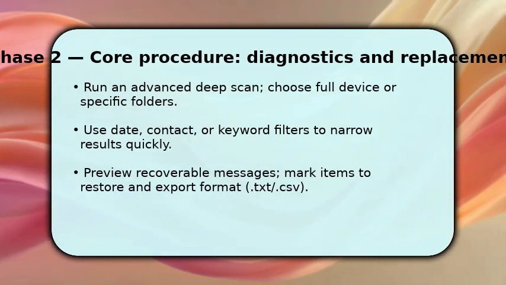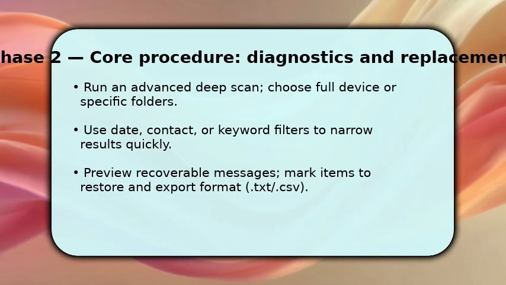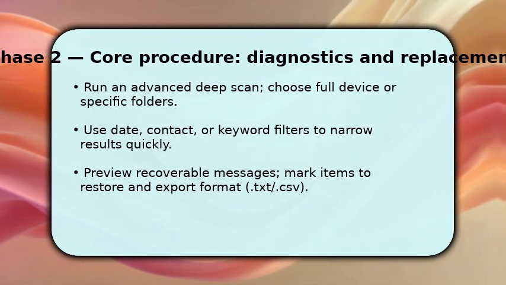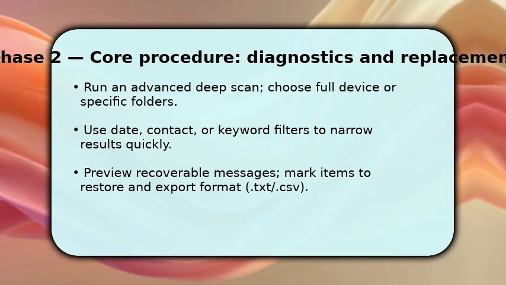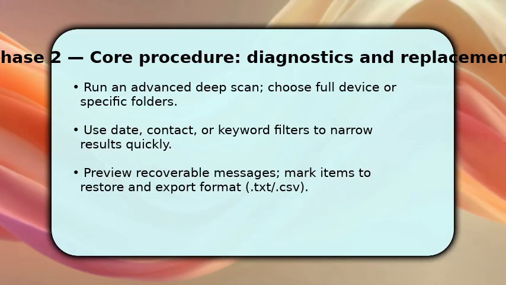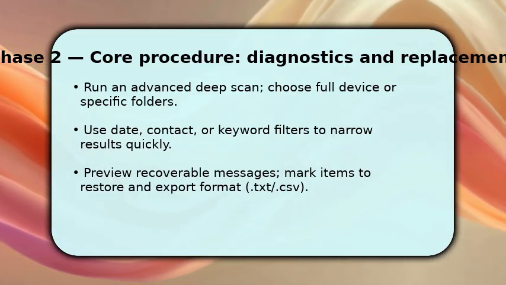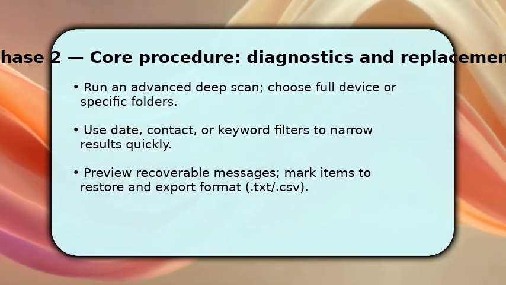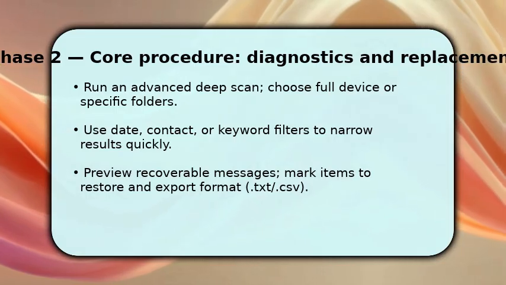Select full device or limit to messaging folders to save time, then start the advanced scan. As the scan progresses, use date ranges, contact names, or keyword filters to reduce noise and focus on the messages you need. Once the app lists recoverable items, preview specific conversations to verify integrity.